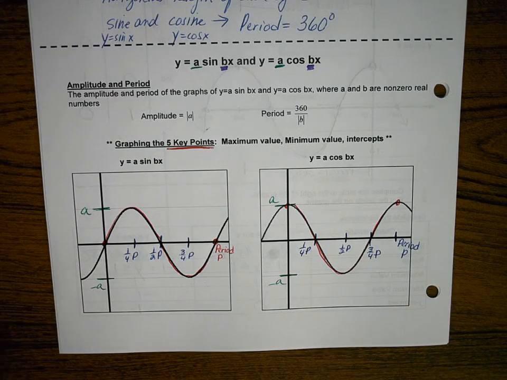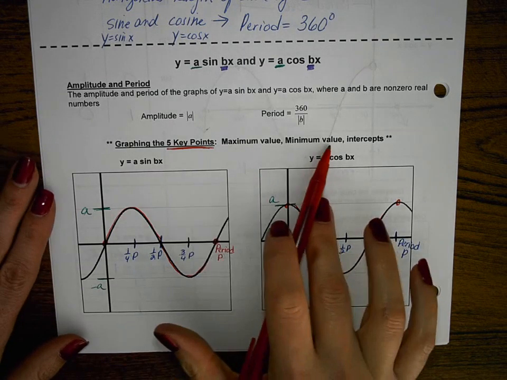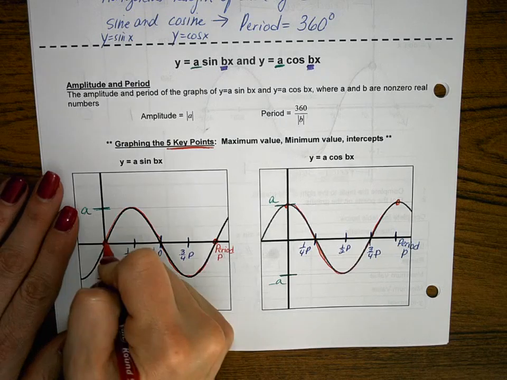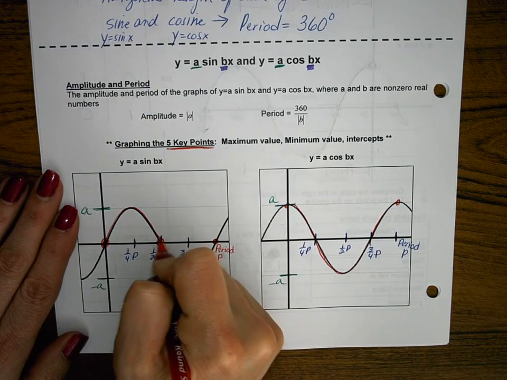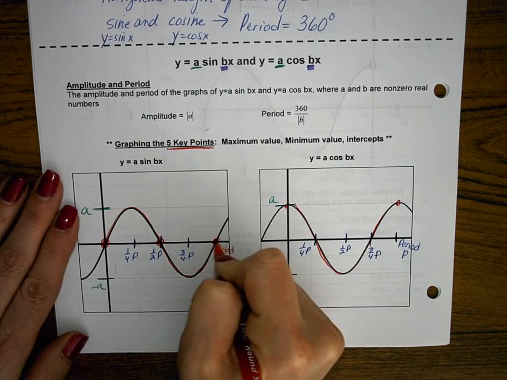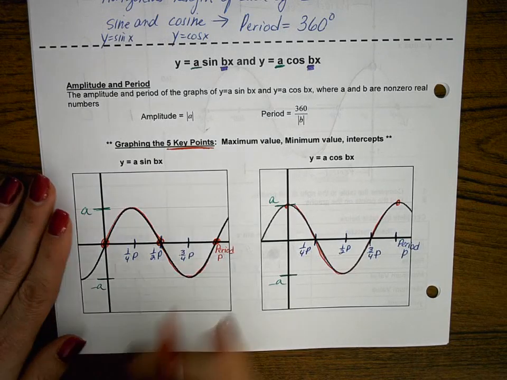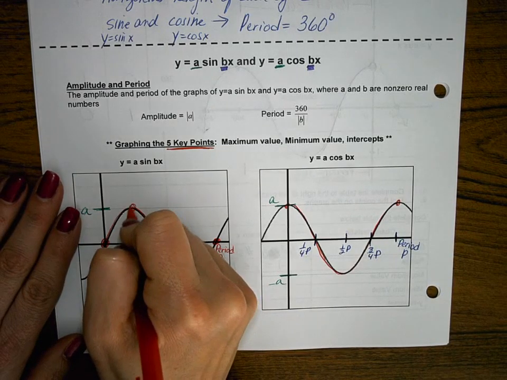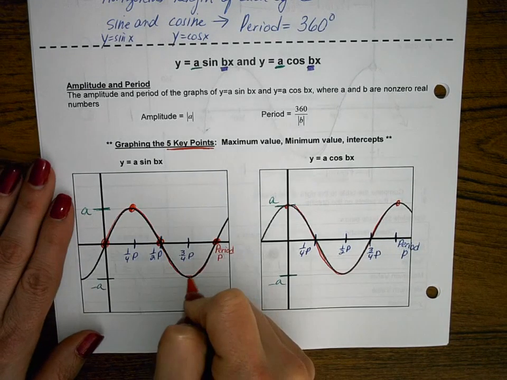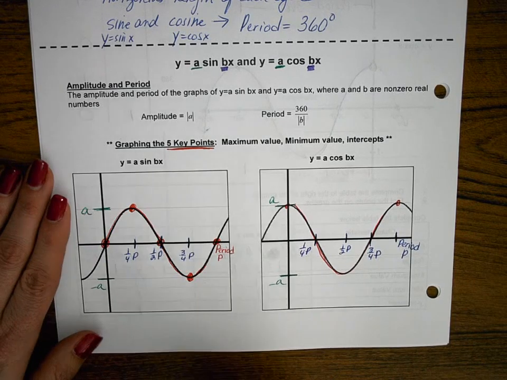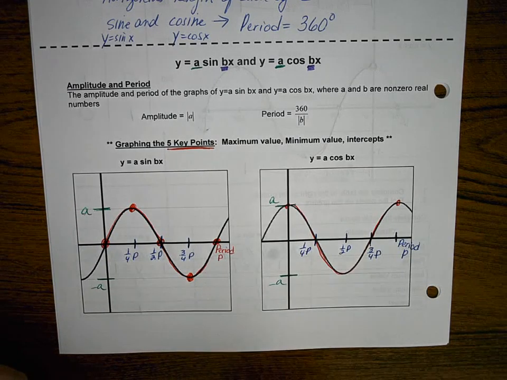Now, the 5 points that are important on my graph, I said are the maximums, the minimums, and the intercepts. So it crosses my x-axis here, here, and here. Sine has a maximum up here, and it's got a minimum down there. Those are my 5 key points. Those 5 points have to be on my graph.